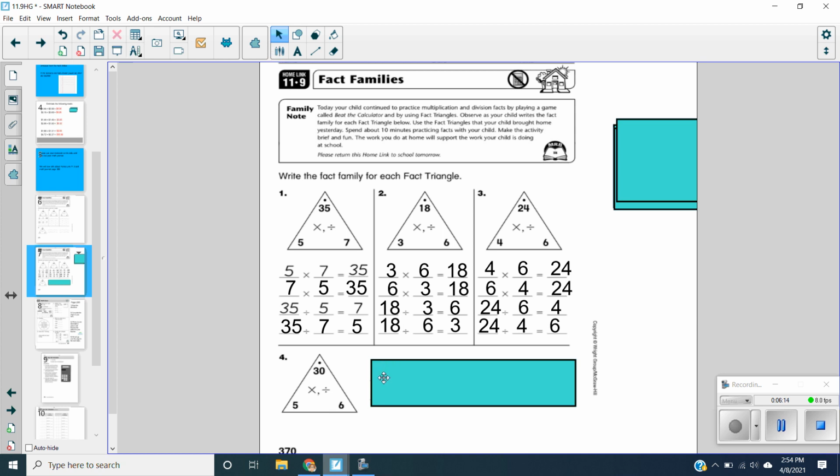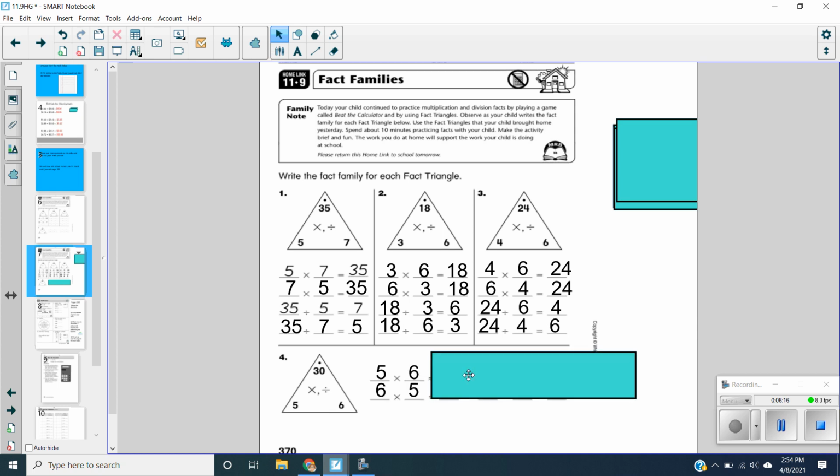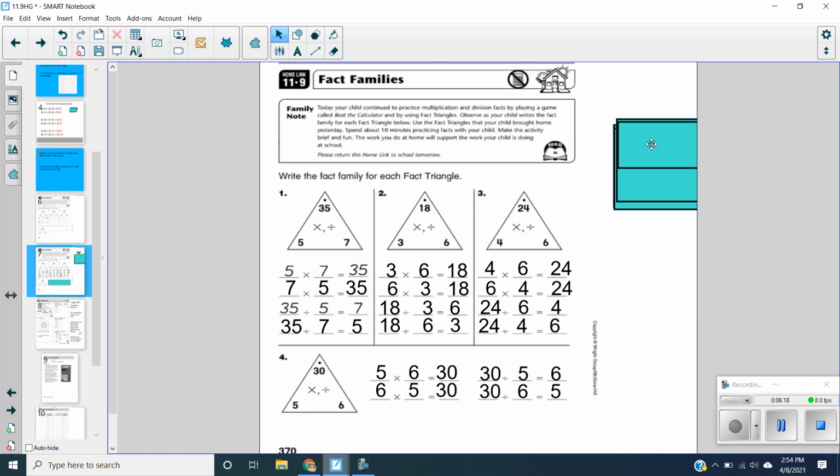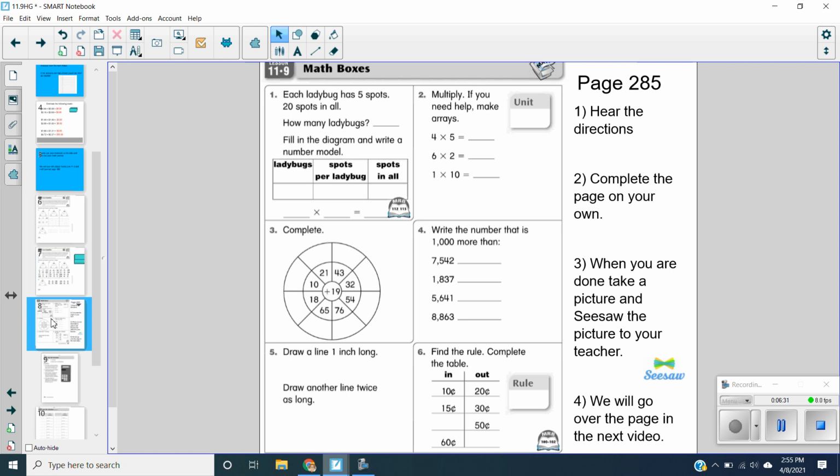And for the last one, we have 5, 6, and 30. So we should have had 5 times 6 equals 30, 6 times 5 equals 30, and then 30 divided by 5 equals 6, and 30 divided by 6 equals 5. The last part of our lesson, we'll talk about the Math Box page and looking at page 285.